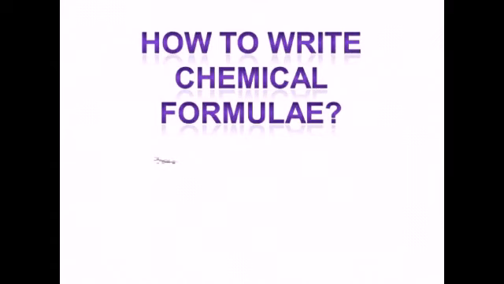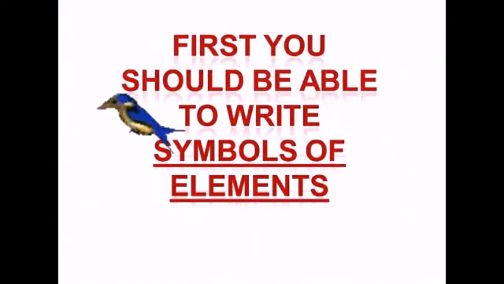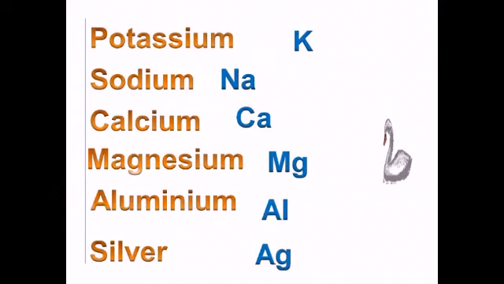Hi children, let us see how to write a chemical formula. First, you should be able to write symbols of elements. Potassium K, sodium Na, calcium Ca, magnesium Mg, aluminium Al, silver Ag.